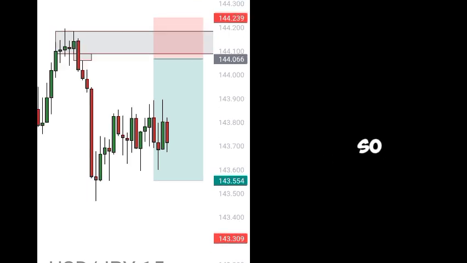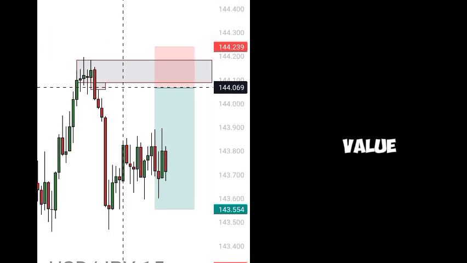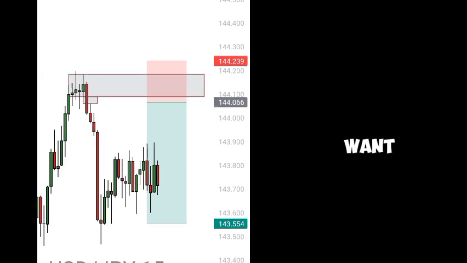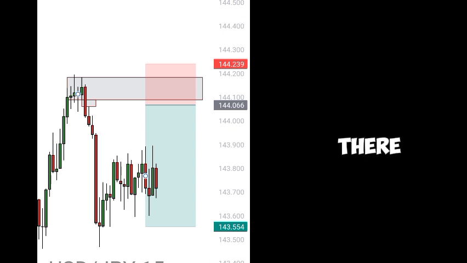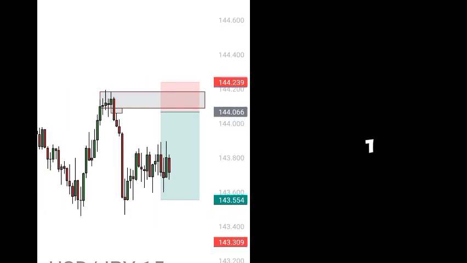All right, so I look out for my fair value gaps, I look out for my order blocks, and then I want to take my short position right there. My risk reward ratio 1, 2, 3.